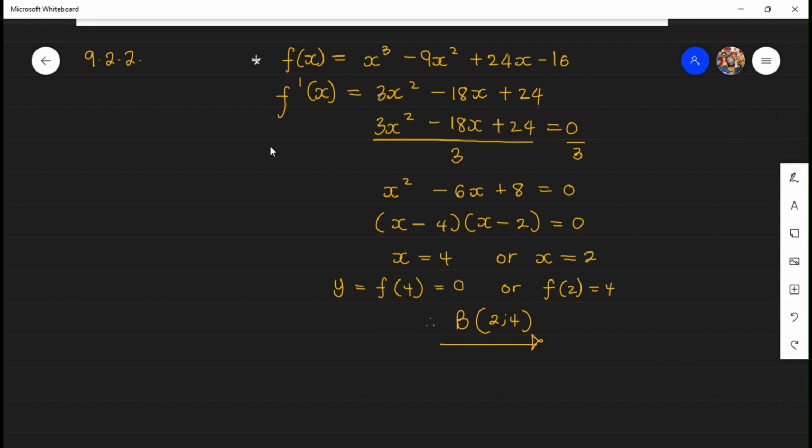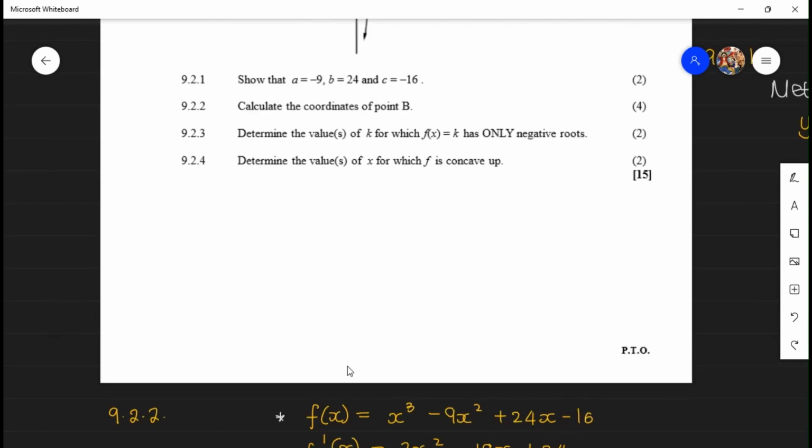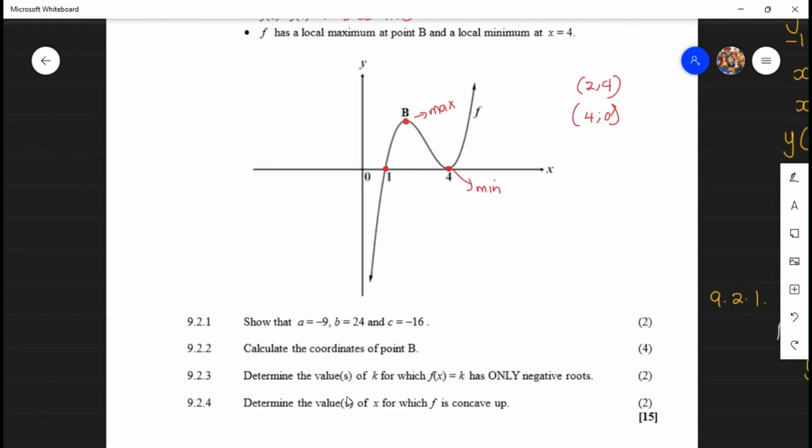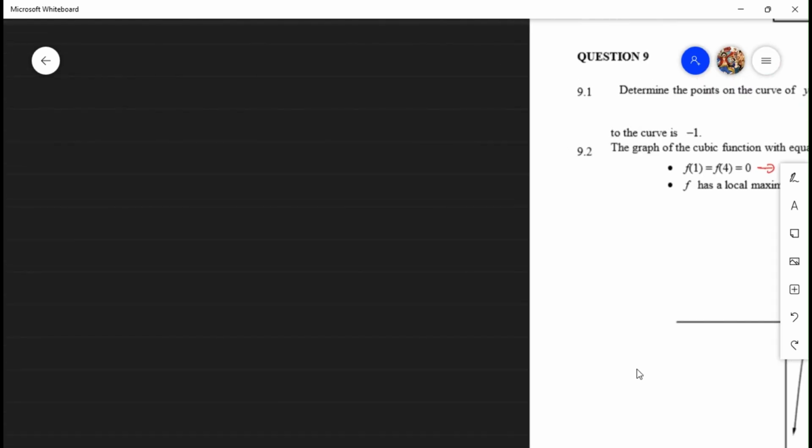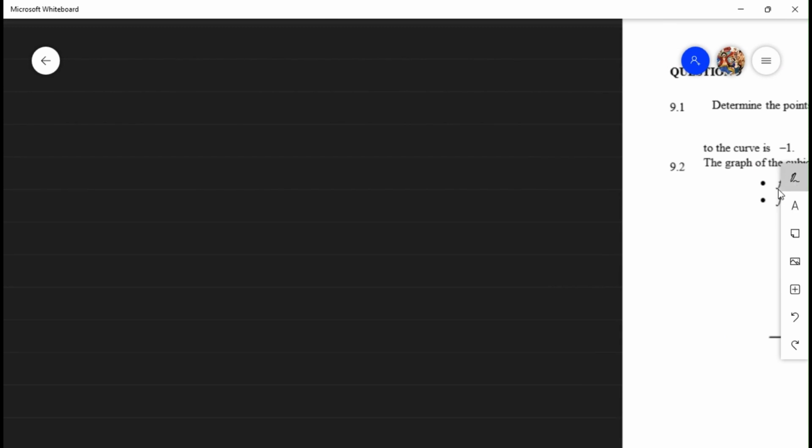Now let's have a look at our next question. So question 9.2.3, determine the values of k for which f of x is equal to k has only negative roots. So before we start with that question, let's write out the equation f of x equals k and try to simplify it so we can see what we are dealing with.